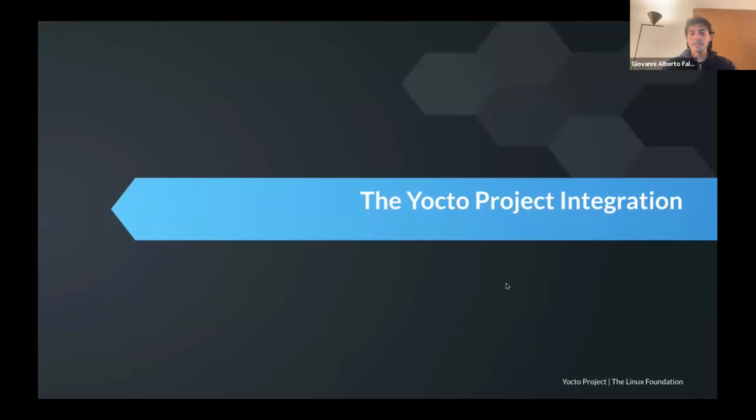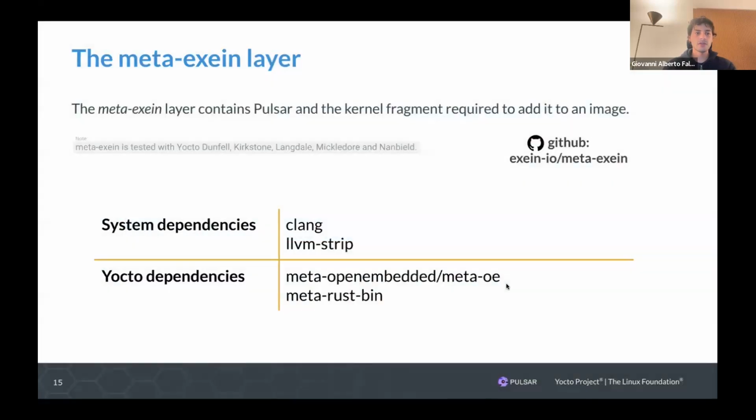That's a very quick introduction of what Pulsar is, what it does. Now, I also want to talk about how it relates to the Yocto project, of course. Essentially, you can find the meta-hexane layer on our GitHub, and it's the layer that contains both Pulsar and the kernel fragment required to add it to an image. Again, it's on our GitHub, and it's called meta-hexane.